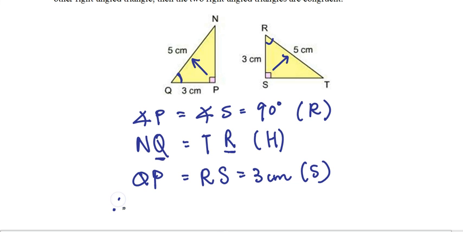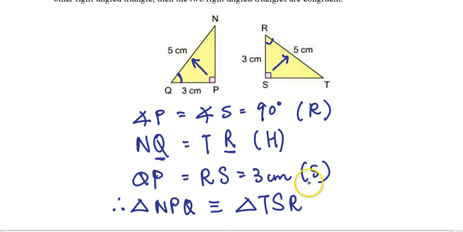And with this, you can then prove that triangle NPQ is congruent to triangle, remember, let's do the corresponding sides, N corresponds to T, P corresponds to S, Q corresponds to R. So triangle TSR, and the reason is RHS, right angle hypotenuse side.